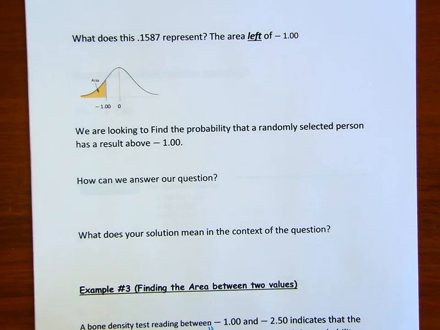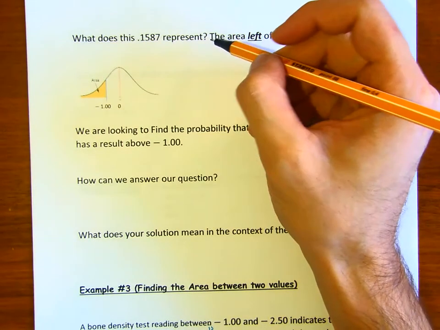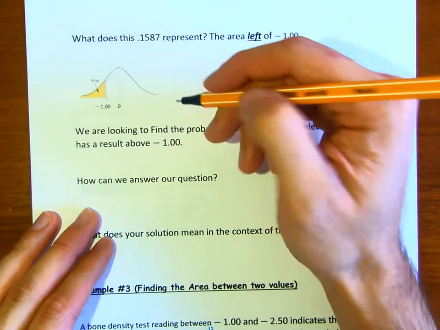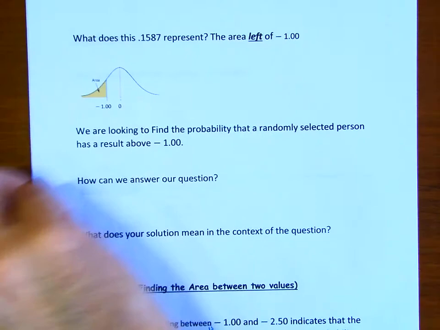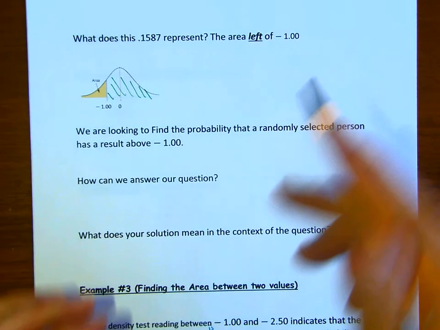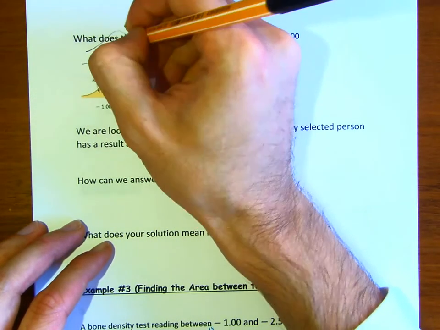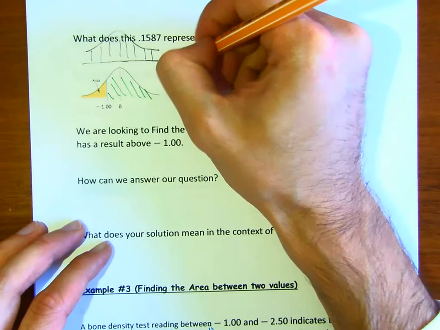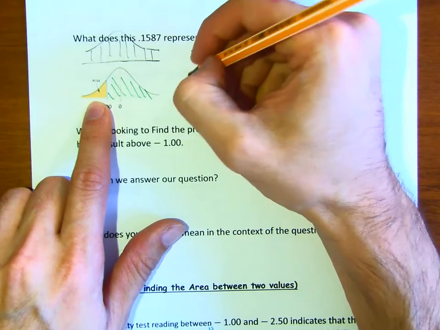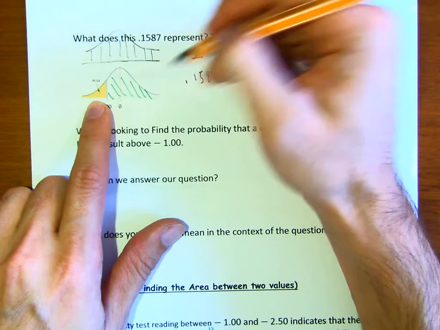Okay, so here, going back to that original question, what does 0.1587 represent? It represents the area to the left of negative 1. So we want to find the area above, right? We want to find this area in the green. So then how can we answer this question? The idea is, if you know the whole area is 1, this whole area is 1. This area that we just found over here in the yellow is 0.1587, right? So then how do you find the area in the green?